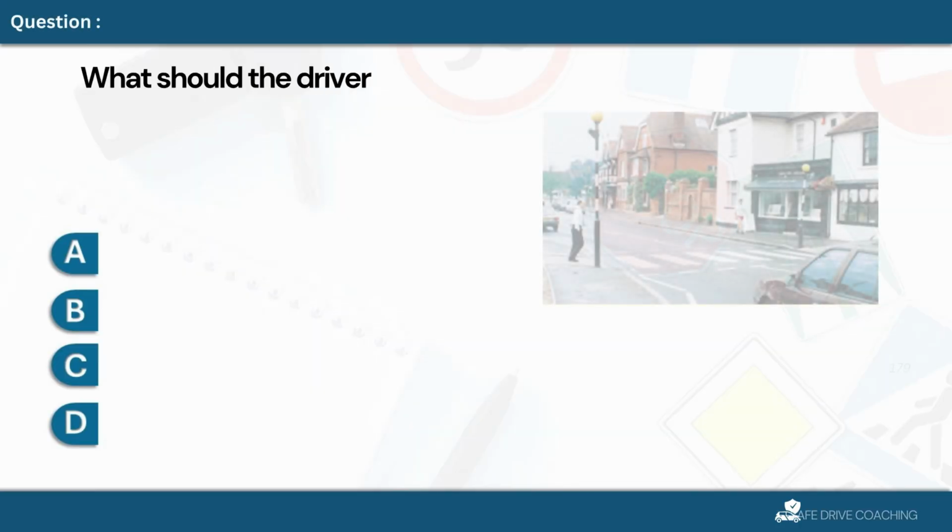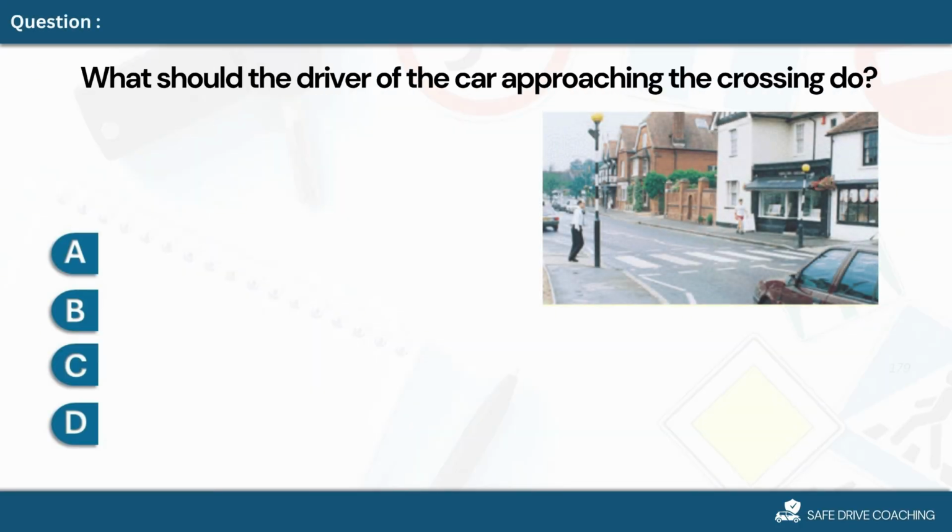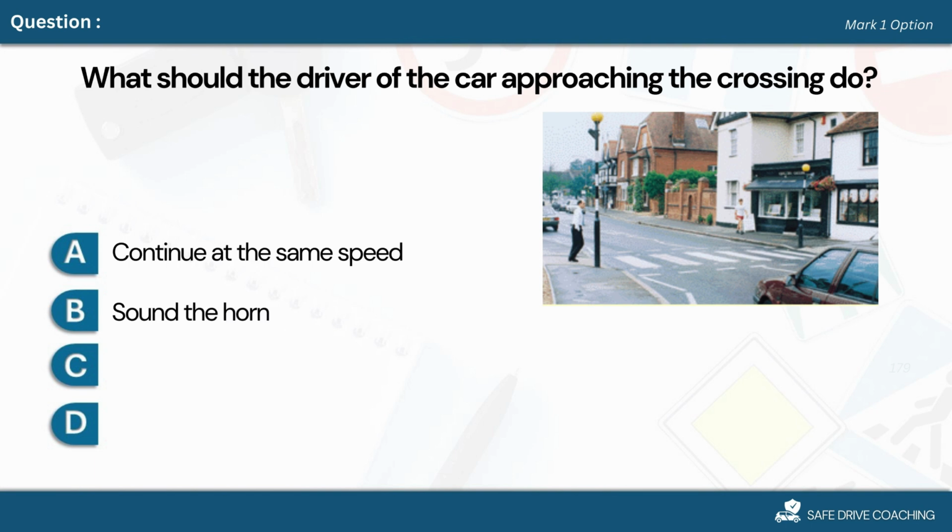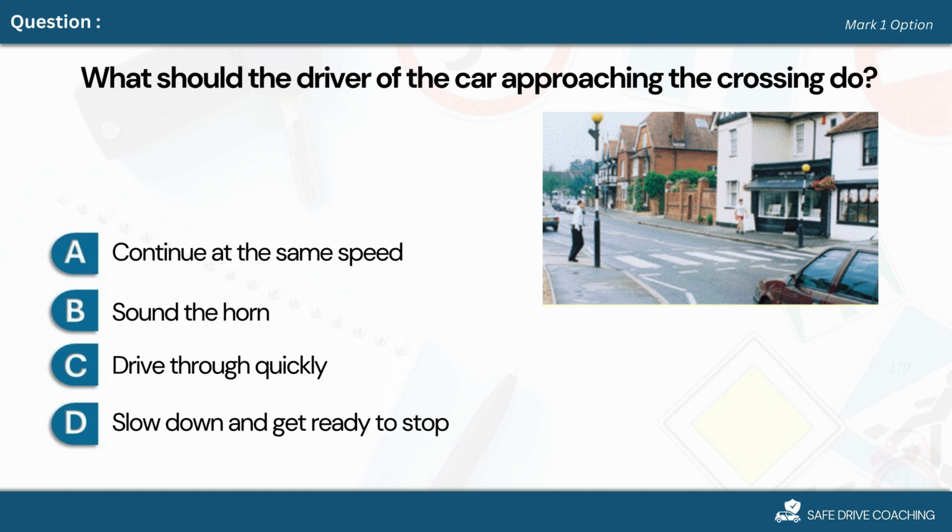What should the driver of the car approaching the crossing do? A. Continue at the same speed. B. Sound the horn. C. Drive through quickly. D. Slow down and get ready to stop. The correct answer is D. Slow down and get ready to stop.